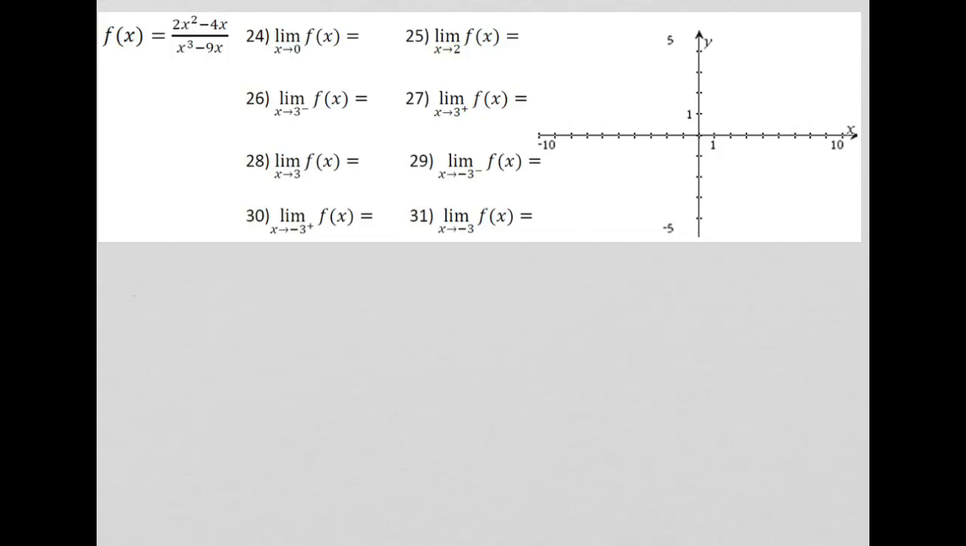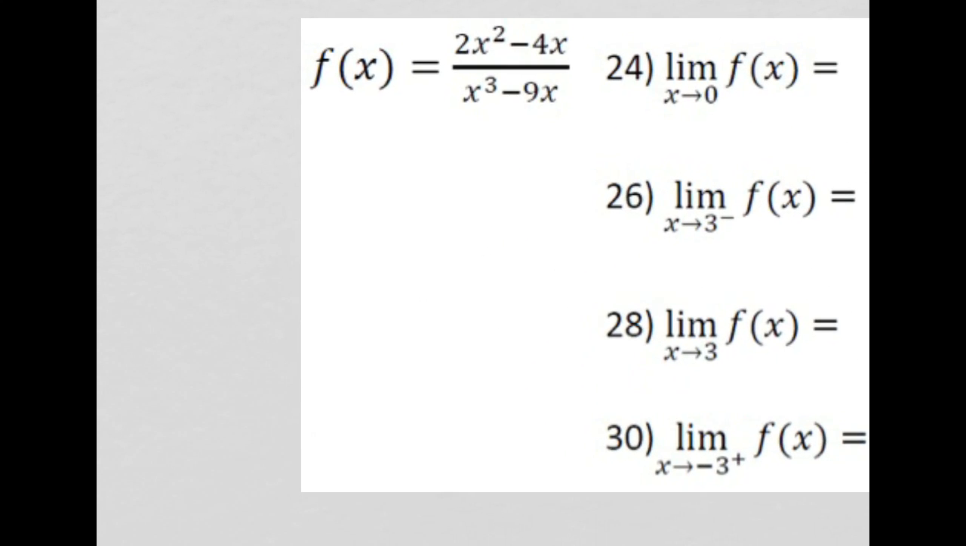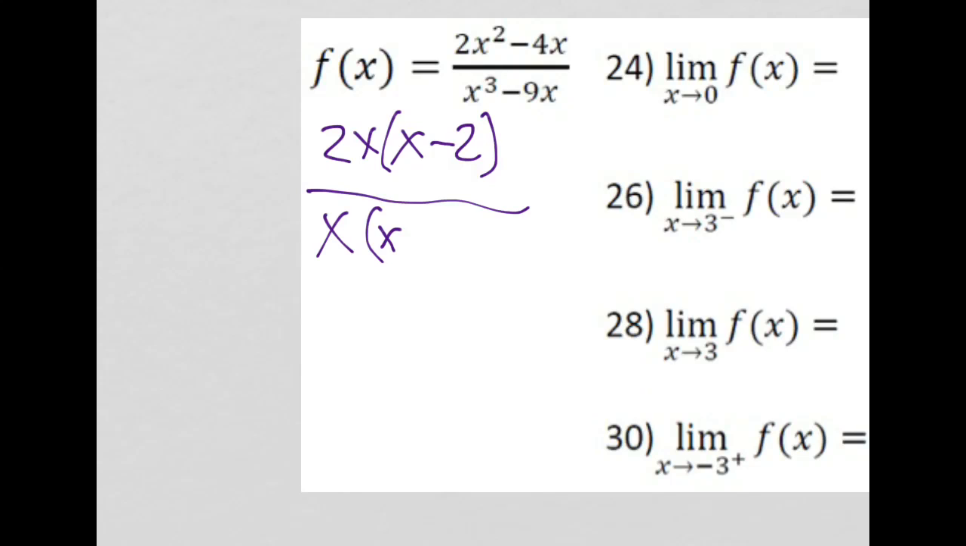Alright, so we want to sketch this rational function and then answer some questions about it. So let's look at the function there. Let's go ahead and factor this. To factor that numerator, we're going to pull out a 2x, and left behind is an x minus 2. In the denominator, let's see what we can pull out. Well, I can pull out an x, and I'm left with x squared minus 9.